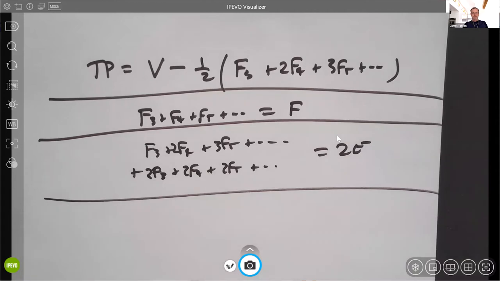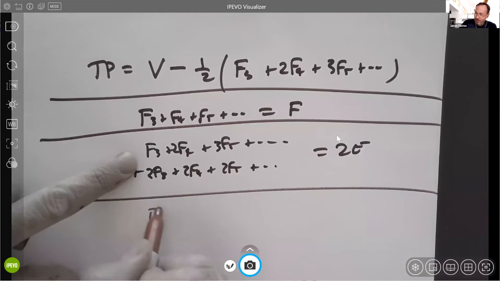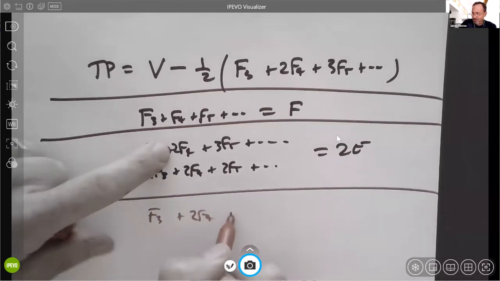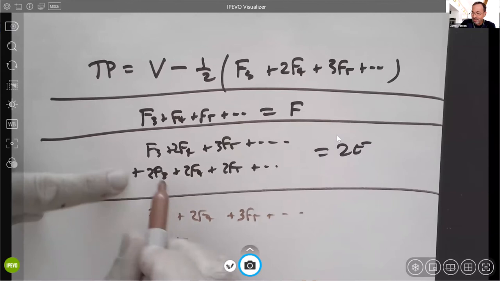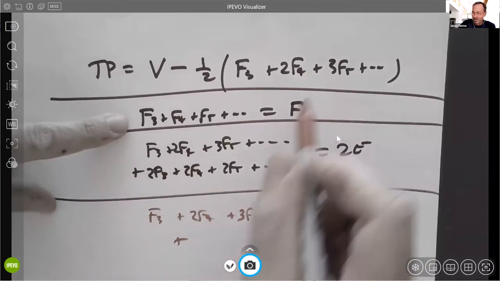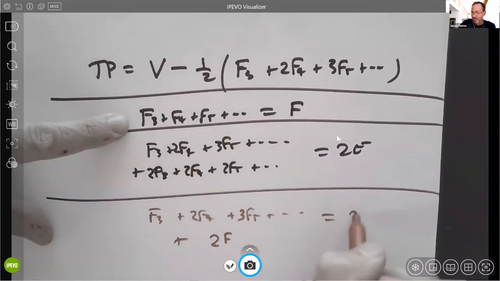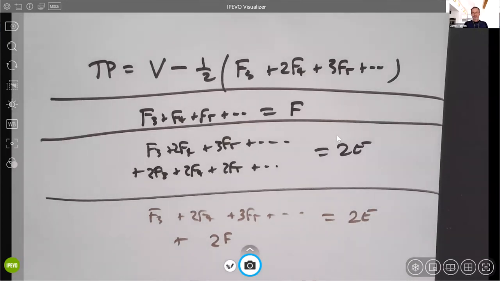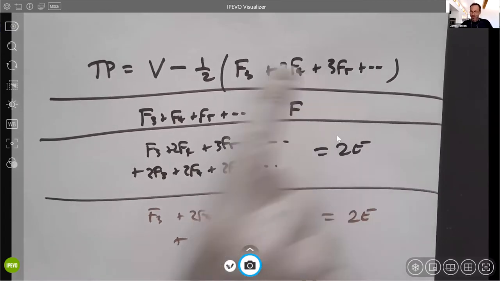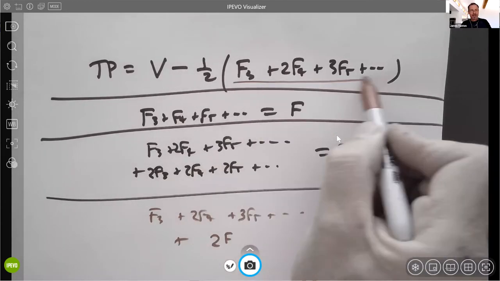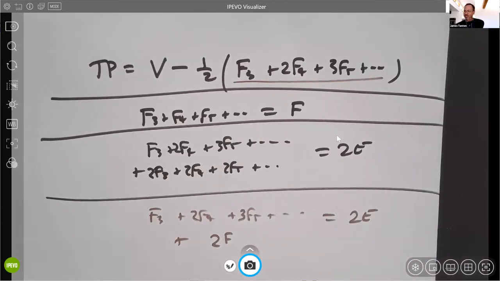Let's put them together. Well, right away, we are seeing F3 plus 2F4s plus 3F5s forever, plus 2 times that, plus double the number of faces is double the number of edges. Yay? Yay. I'm getting all jittery because I'm pretty excited. I think things are going to fall into place. Look what's happening. The total pointiness wants just that part. So what is that part then? What's this part all by itself?